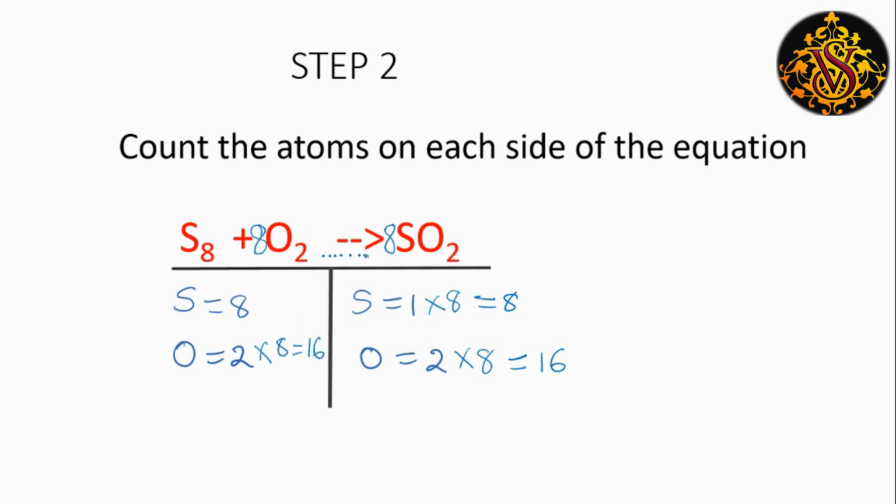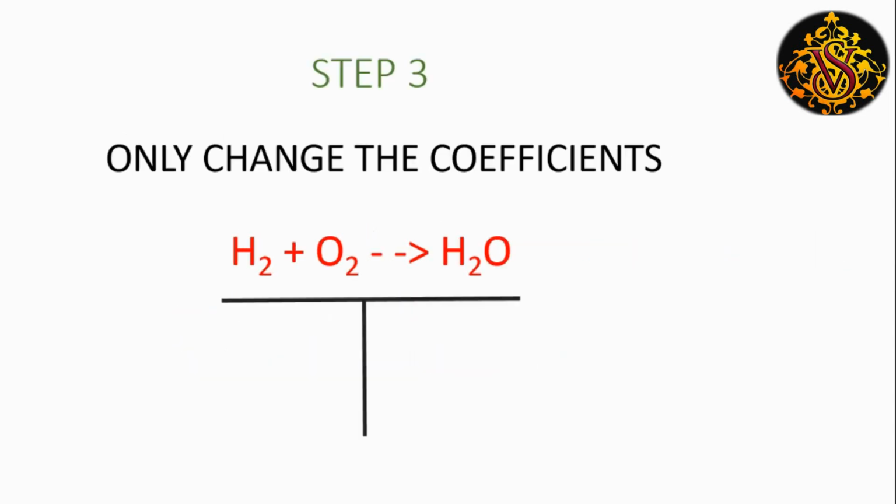And now, the equation is balanced. And we get S8 plus 8O2 gives you 8SO2. Is it clear? And we can move on to the Step 3, only change the coefficients, right?